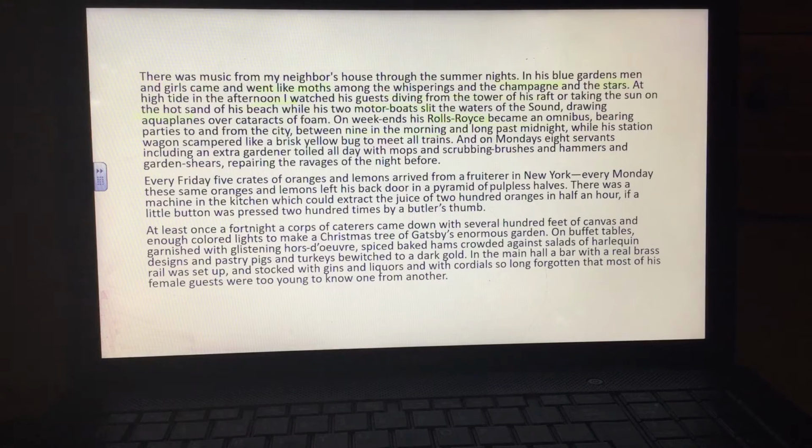While a station wagon scampered like a brisk yellow bug to meet all trains. So they're not just coming by car, they're also coming by trains. This idea that everyone is flocking to his home.